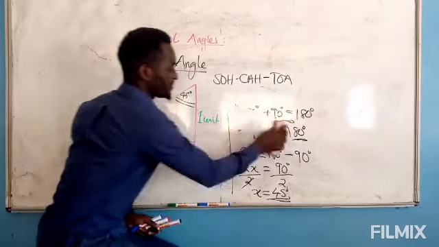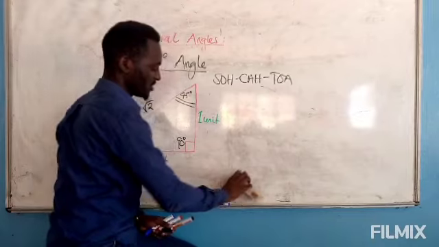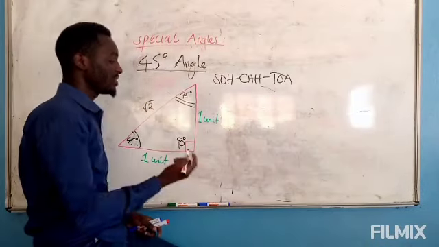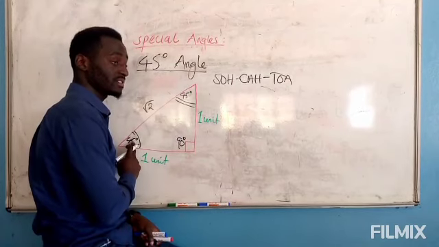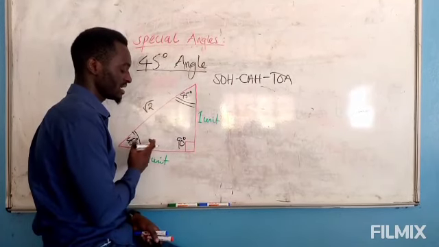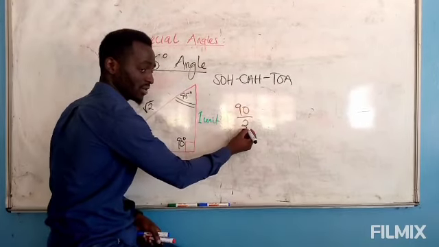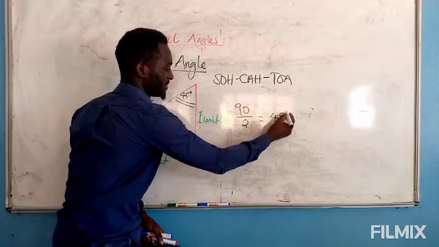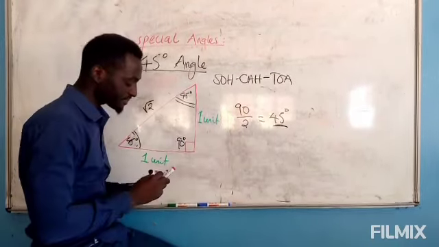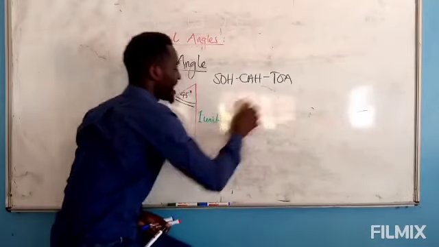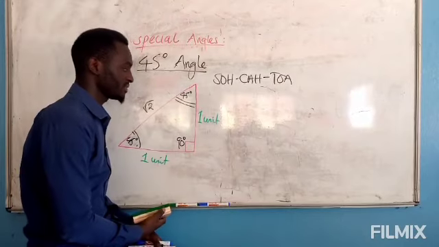You can also use another property, where you say that you know these two angles are of the same size because this triangle is an isosceles. So I can just say 90 divided by the two angles, which is going to give me what? 45 degrees. Then I have the two angles. So now we know that the angle is 45 degrees, and that angle is also 45 degrees.